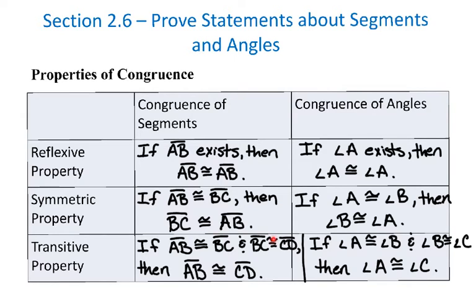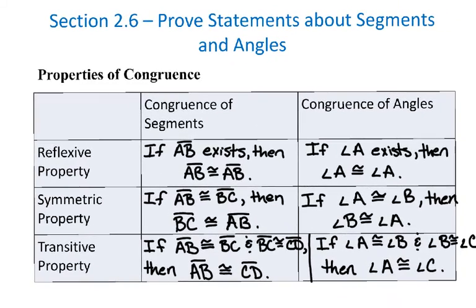These BCs right here, we don't have to state them over again. We just know AB is congruent to CD, these two segments on the end here. Same thing goes with the congruence of angles for the transitive property. Angle A is congruent to angle B, and angle B is congruent to angle C. Then angle A is congruent to angle C. We'll use that quite often in our proofs, actually.